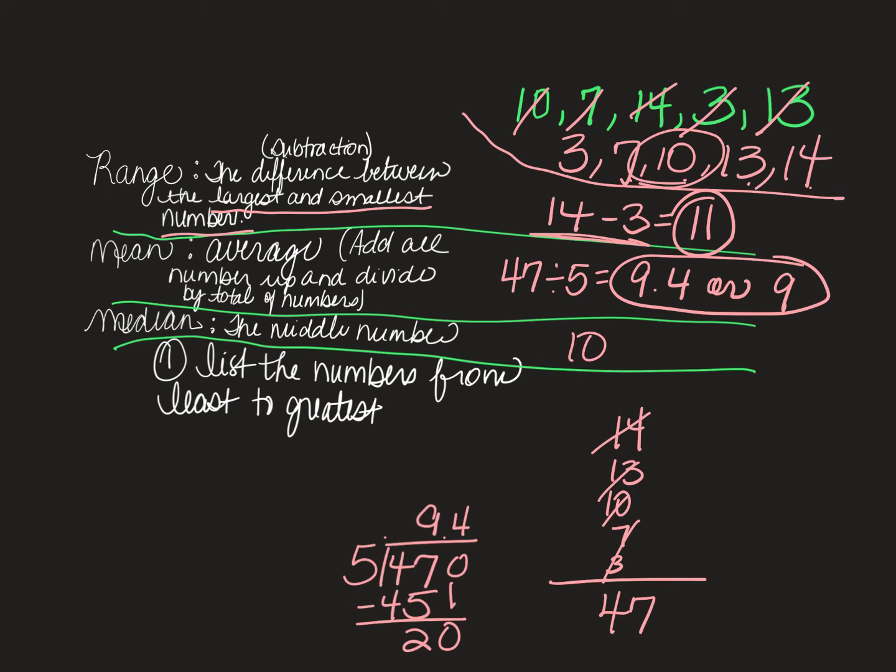Now, look with me on page 312. Consider the two lists of data. Notice that both lists have the same mean and median. However, list A has a much larger gap between the smallest and largest value than list B. The mean is the same for both. The median is the same for both, but the range is different. The range for list A is 22. The range for list B is 6.